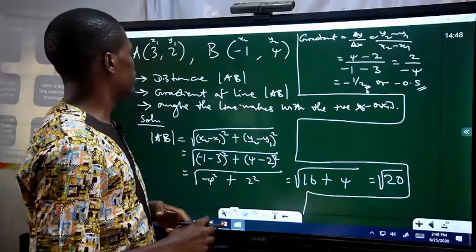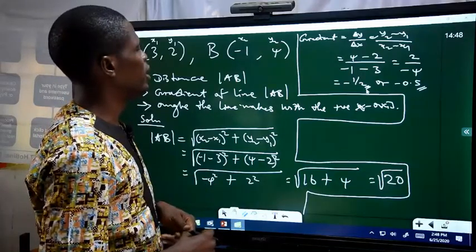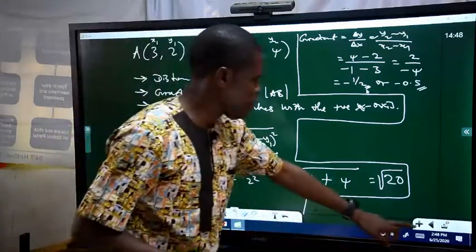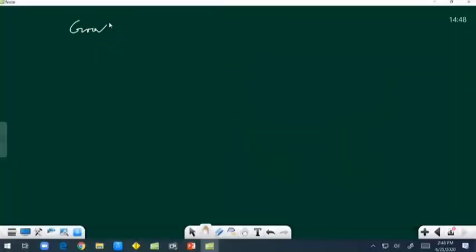We have calculated that. So let's see how we can find the angle the line makes with the x-axis. How do you find it? If we are given that the gradient, which is known, is equal to delta y over delta x, and that is minus half, we are looking for the angle it makes.